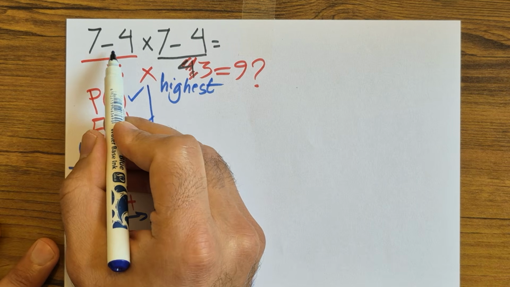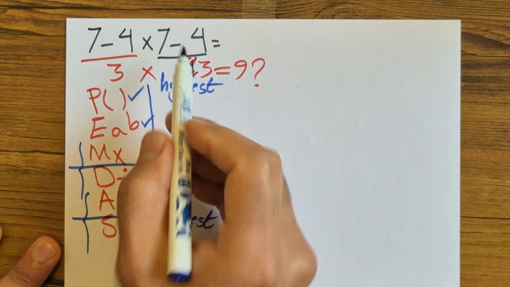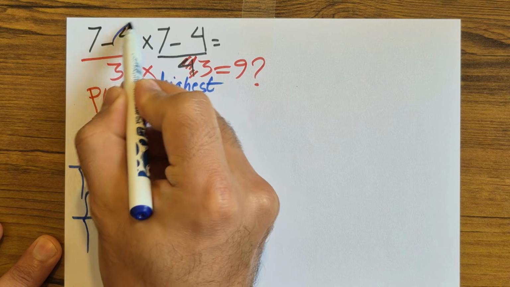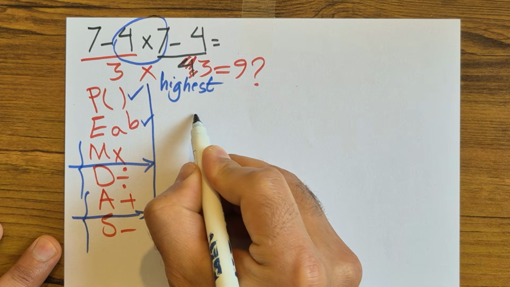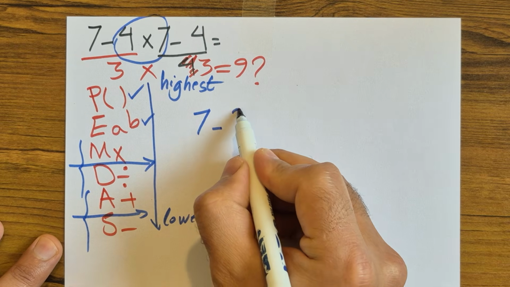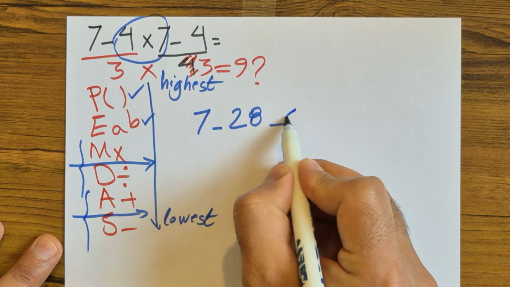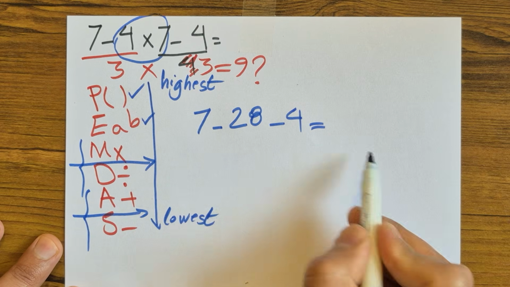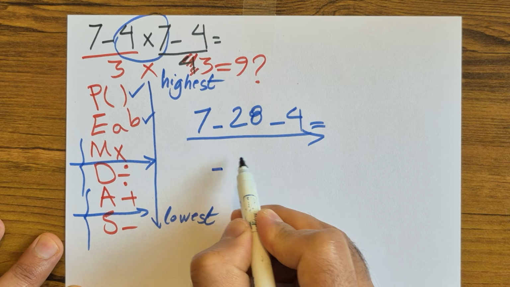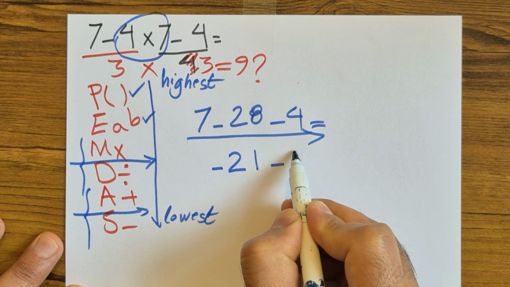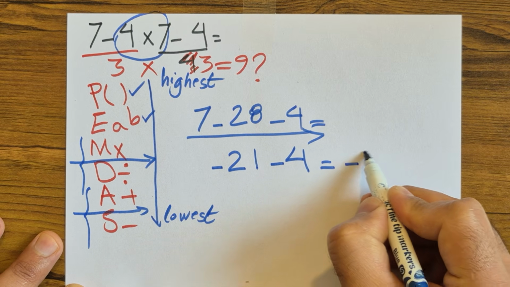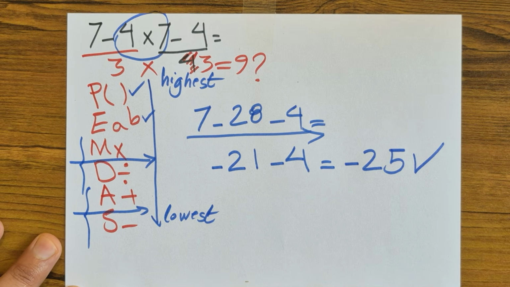So we have subtraction, multiplication, subtraction. Multiplication has a higher priority than subtraction. We must do this part at first. So 7 minus 4 times 7. So 4 times 7 gives us 28. And then minus 4. So we have just subtraction, going from left to right. 7 minus 28 gives us minus 21. And minus 21 minus 4 gives us minus 25. And that's the only correct answer.